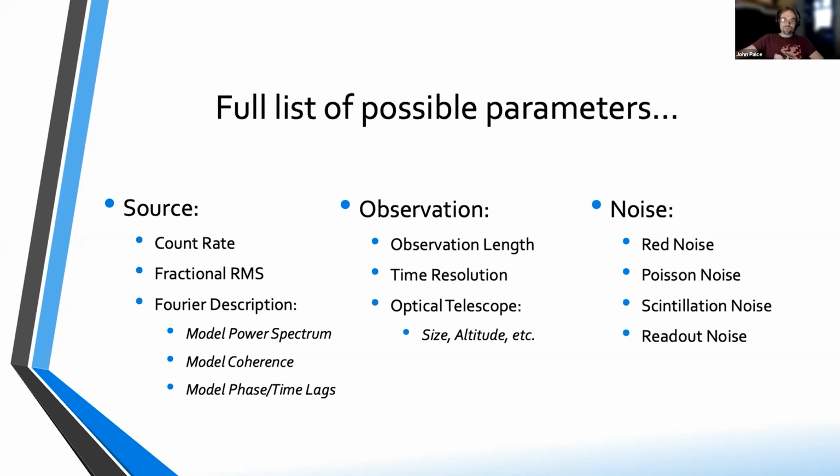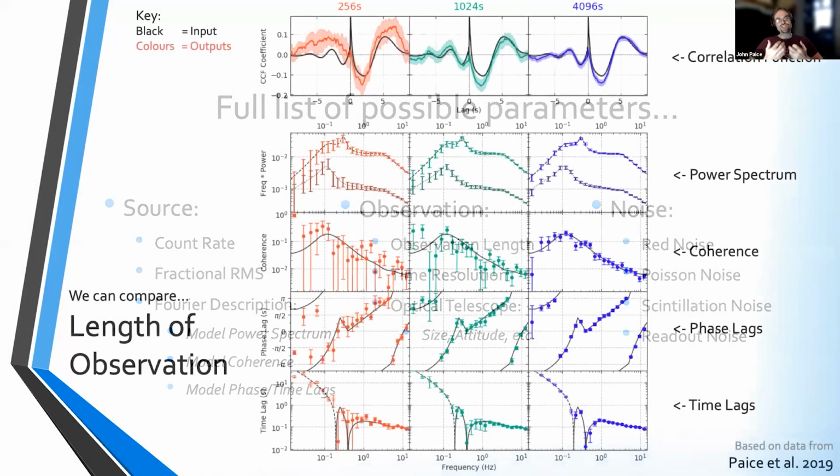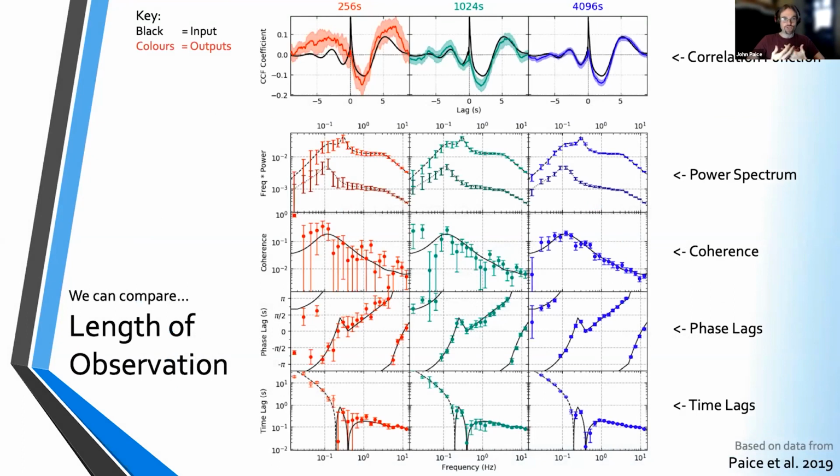What else can CORSIM do? Well, one of the main things you can do is compare different parameters. For example, what does changing the length of the observation do? Here we have three different sample observations in red, green, and blue. You can see that by increasing the time from 200 seconds on the left to 4,000 seconds on the right, the cross-correlation function matches the input in black a lot more. In the power spectrum, the errors are going down, the coherence is becoming a lot closer to the input values, etc.